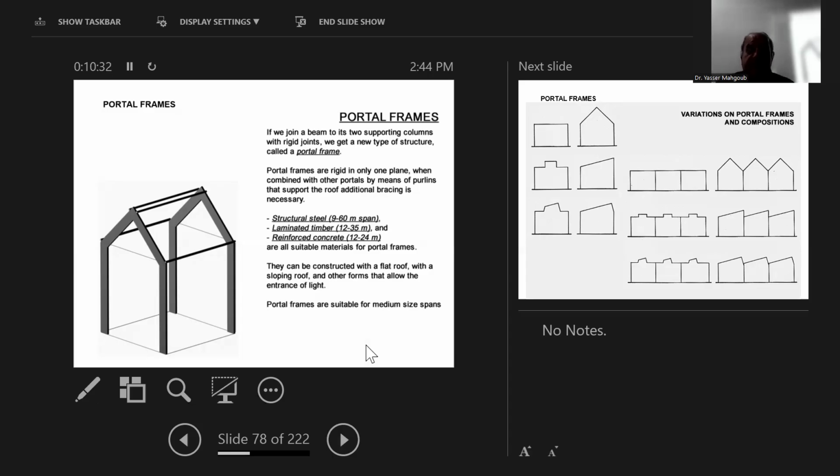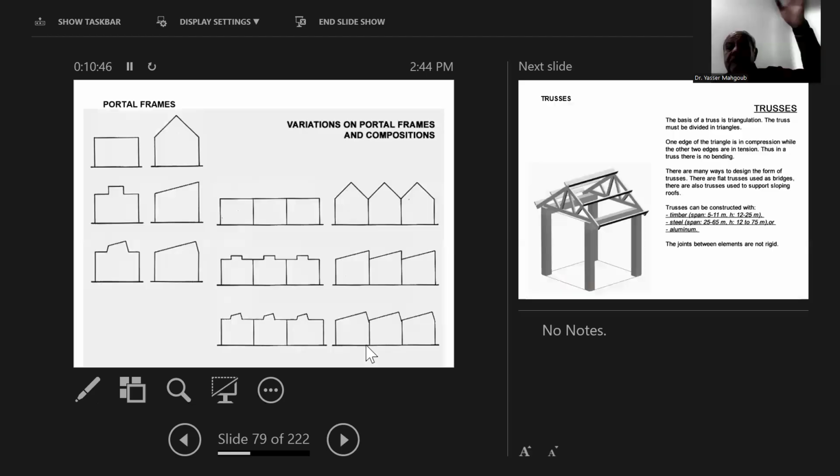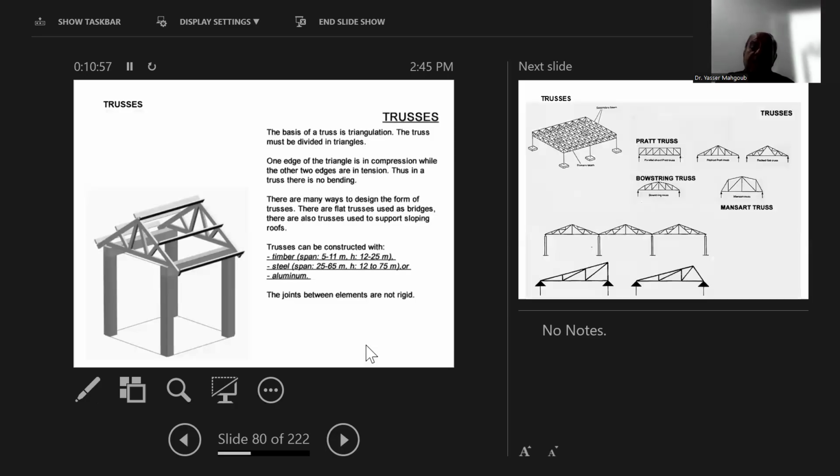If they are made of steel, they can go from 9 to 60 meters. Laminated timber, 12 to 35. Reinforced concrete, 12 to 24 meters, the frames. And they can take different shapes depending on the function that you want to cover. A factory, a museum, and so forth.